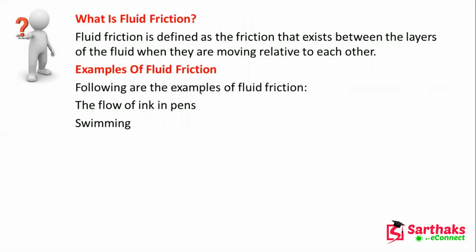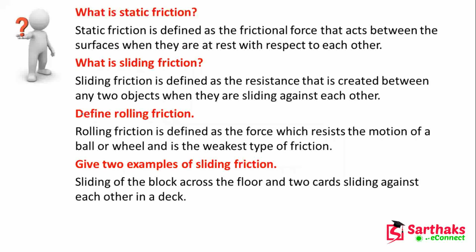What is fluid friction? Fluid friction is defined as the friction that exists between the layers of a fluid when they are moving relative to each other. Fluid friction generally acts on a swimmer. But one thing you should remember for fluid friction is viscosity. That is very important because it depends on the viscosity. Examples of fluid friction: the flow of ink in pens, which you always use, and swimming.